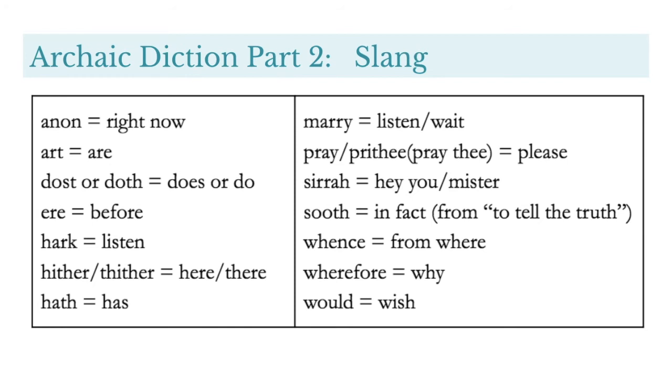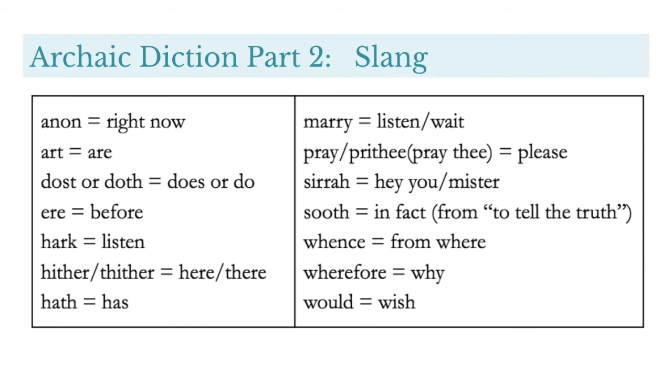So, shocker, words change over time. Words have changed just within our lifetimes, so it shouldn't really be a surprise that 400 years after Shakespeare has written his language, the meanings have changed, or perhaps the words have disappeared altogether. So these are, again, some of the most common slang terms. Anon means right now. So when people say that they will come anon, it means, okay, I'm coming, chill. Art means are. Dost or doth is Shakespearean or King James English for does or do.